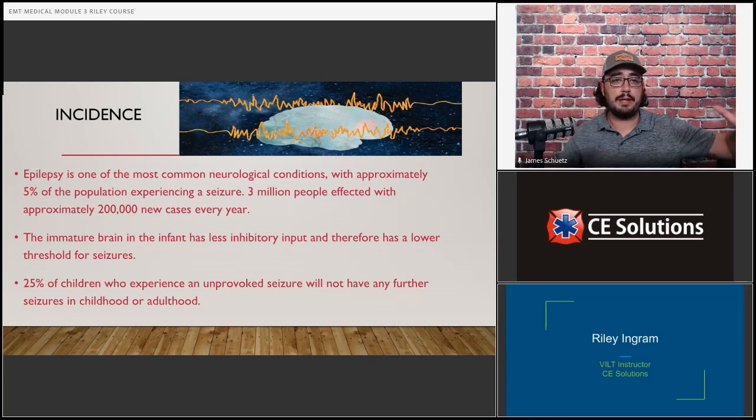The febrile seizure for a pediatric patient is not unheard of. I mean, I've lost count of how many pediatric seizures I've run, and most of them are going to be febrile, something to do with the temperature.